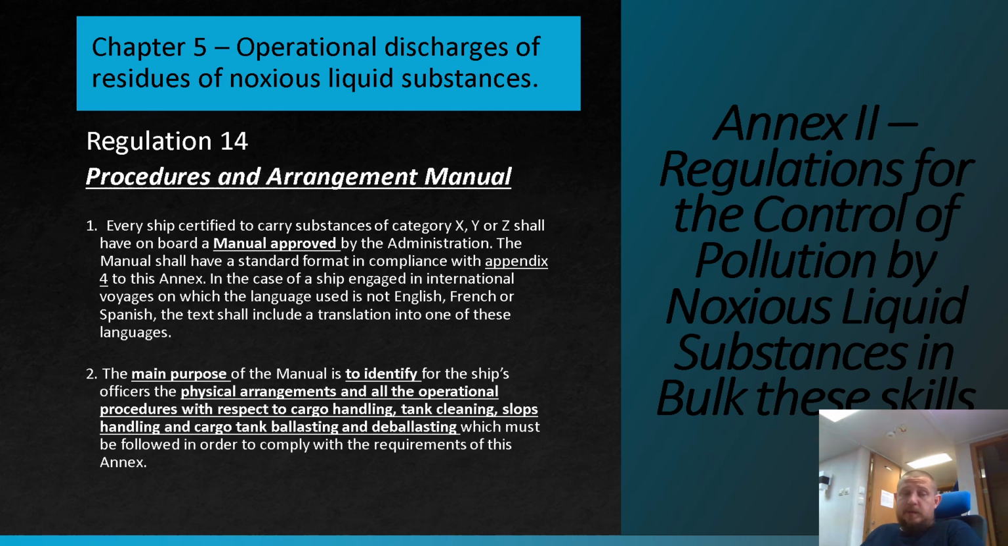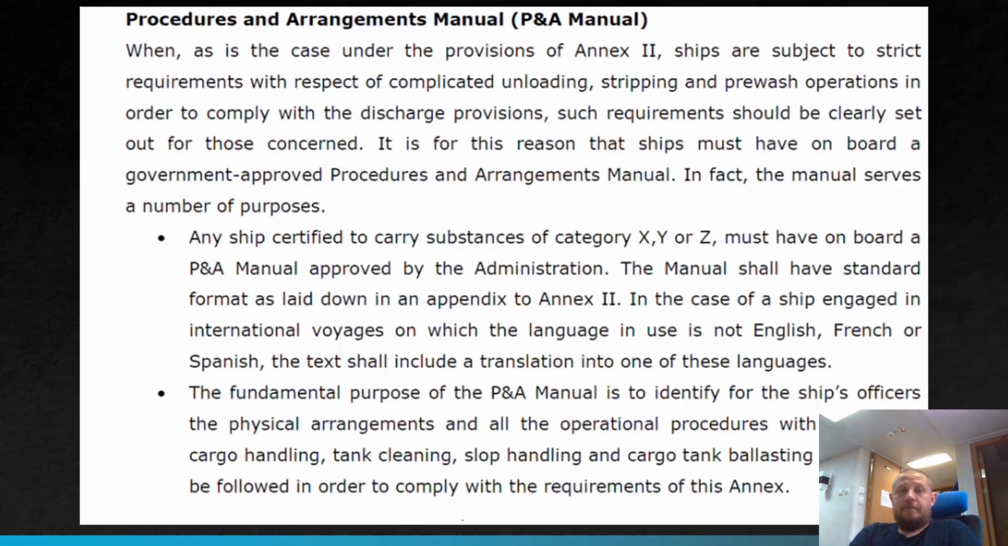So basically, what does it mean? The main page and some pages of the P&A manual should have the stamp of the class. It should be written either in English or in other approved languages. The main purpose of the manual is for officers to be aware of the physical arrangement of the tanks, tank cleaning, slops, loading, discharging, and tank washing procedures.